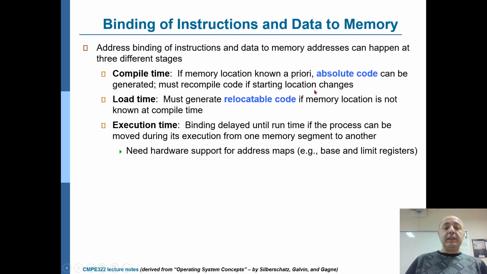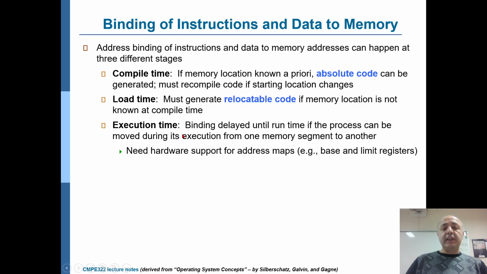Another one is you can make this decision at load time. So at compile time, you don't know where the program will be loaded. So the addresses you create are relative addresses. Therefore, you should be creating relocatable code, because at load time, you should be able to load it wherever you have memory available.